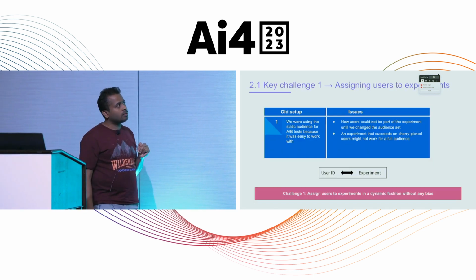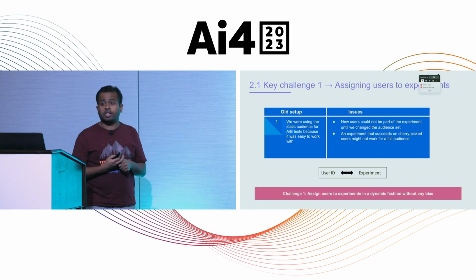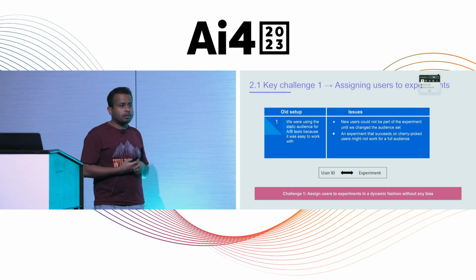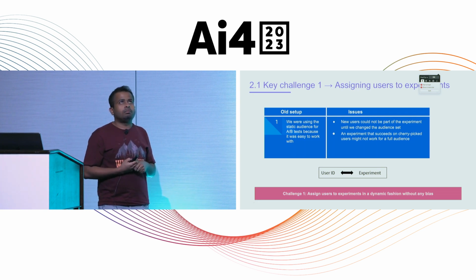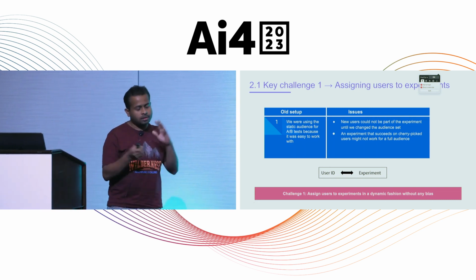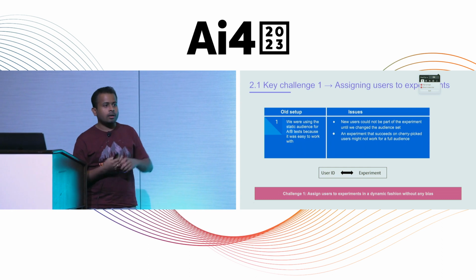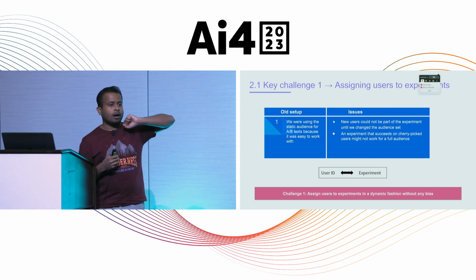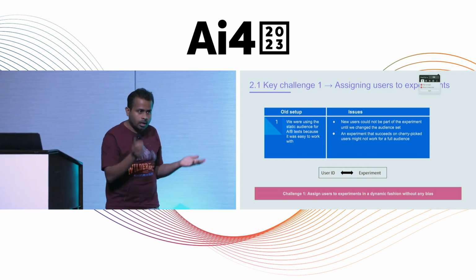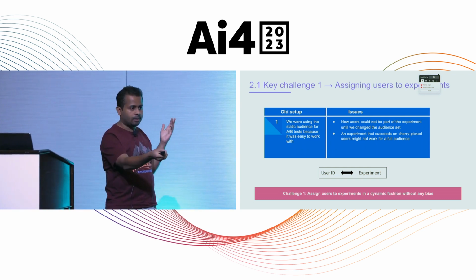Now, let's start with the challenges that we faced. I'll start with the first one: how to assign users to experiments. In our earlier setup, we used to have a static audience for A/B tests. To give an example, people used to take up, let's say, 3 million users for some experiment and assign them to it. But of course, not all of them will open the app.